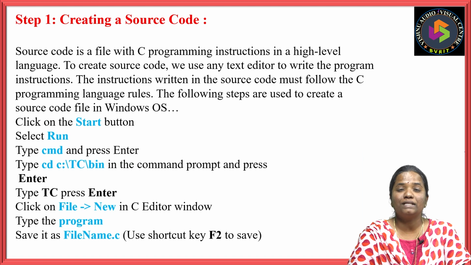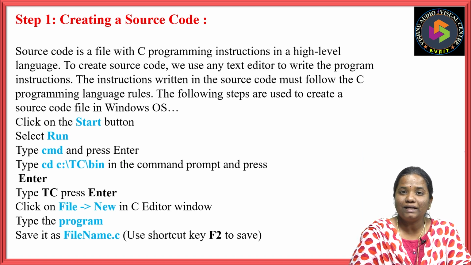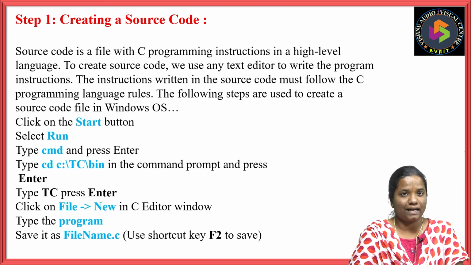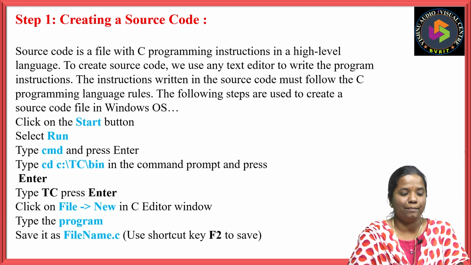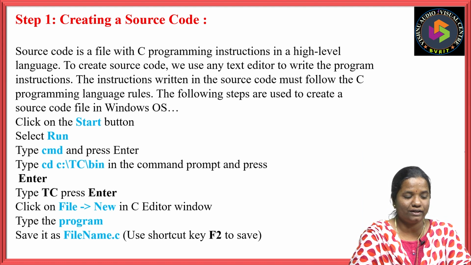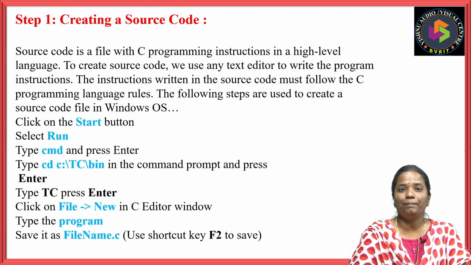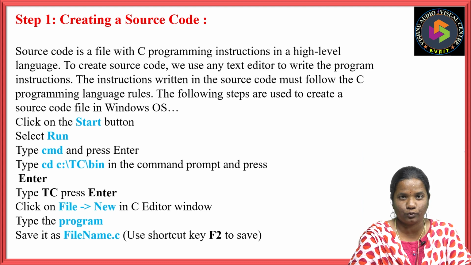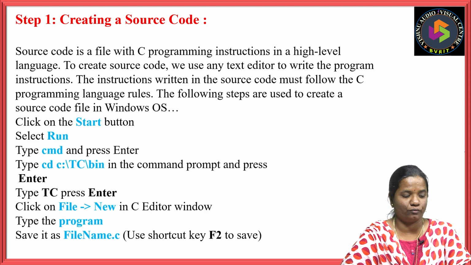The following steps are used to create source code in the Windows operating system. First we select the start button. After clicking on start, we select run. There we type the command cmd. After that type cd, which means change directory. In the C directory, we enter tc and bin. That means we are going to save our source code in the bin folder of Turbo C software.